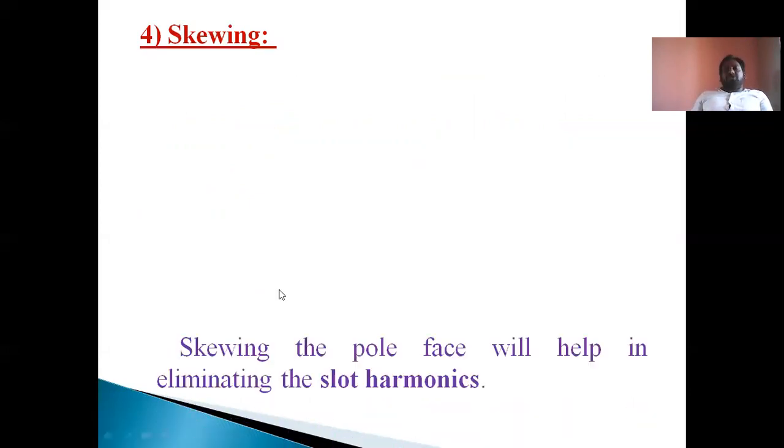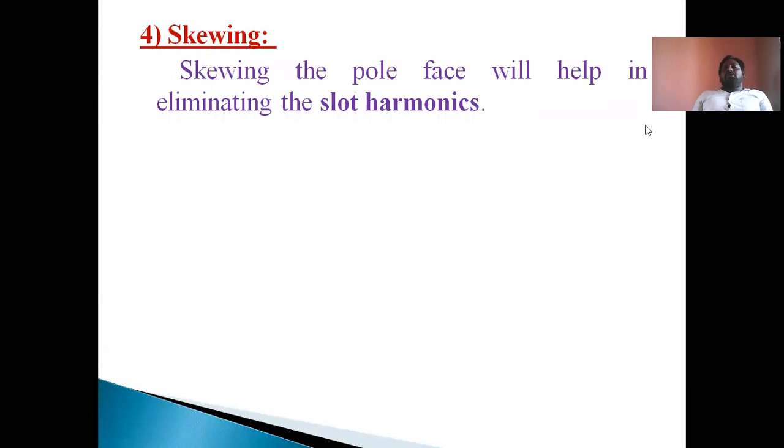Skewing means simply we are providing the armature coils with some inclination with respect to the rotor field poles or field coils. When those are located at some inclination, the air gap can be reduced, then reluctance also reduces, then finally there will be a uniform flux distribution, and finally harmonics are eliminated.